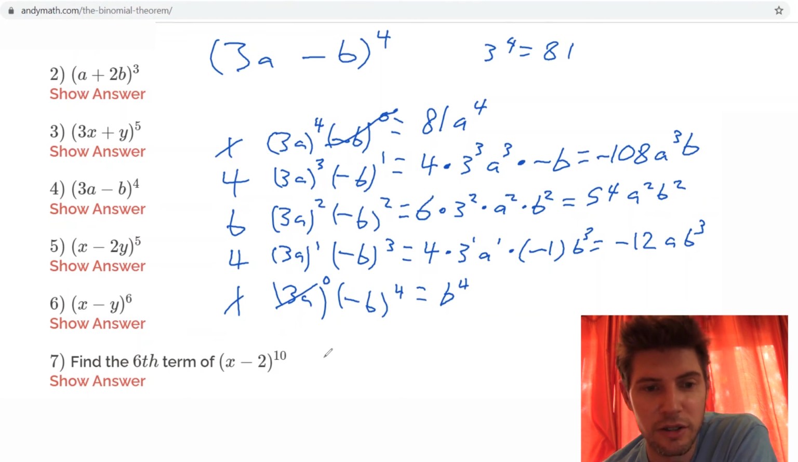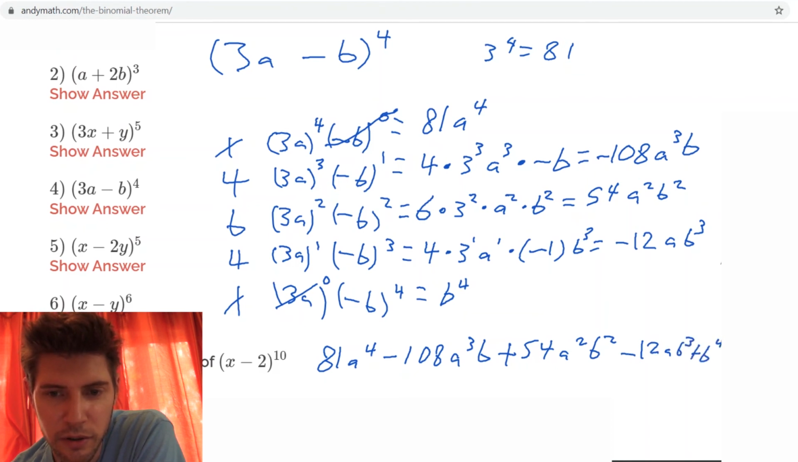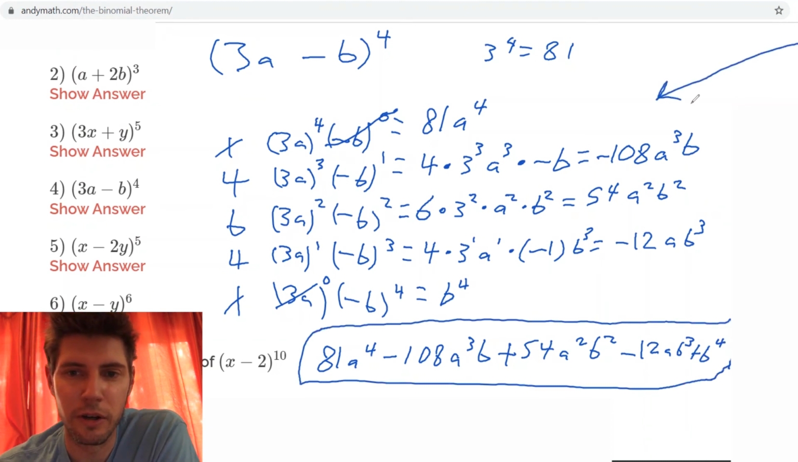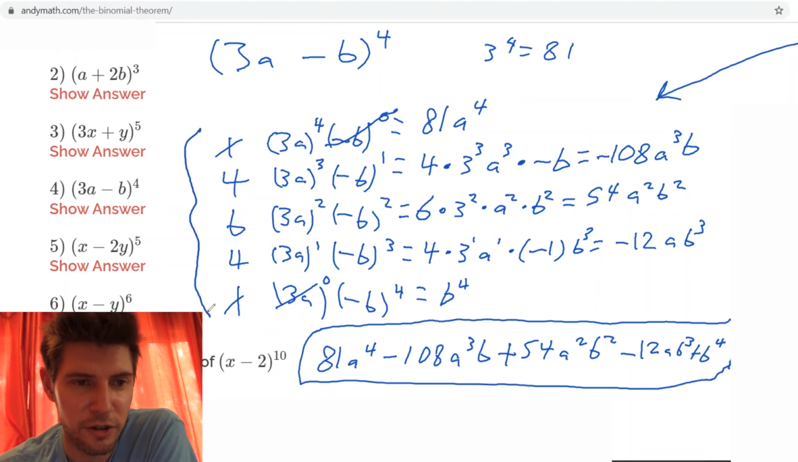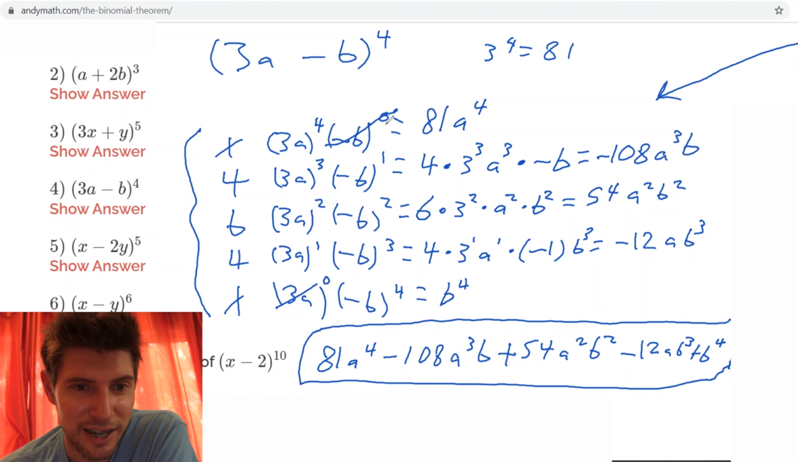So now we can just rewrite all these terms. It's 81 a to the 4th minus 108 a cubed b plus 54 a squared b squared minus 12 ab cubed plus b to the 4th. And that should be our answer. And we got that by doing all this work up here. And the way we did this work was we wrote down Pascal's triangle, the corresponding row. Then we just rewrote all of our first term, all of our second term, and then did descending exponents, ascending exponents, and then cleaned it up.